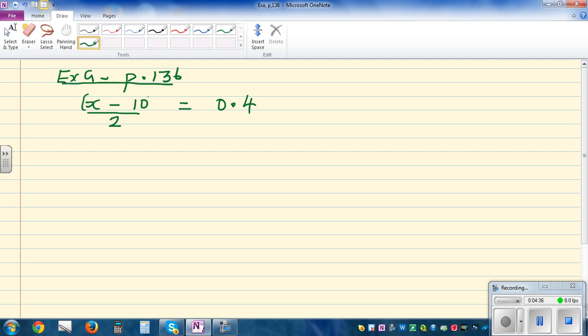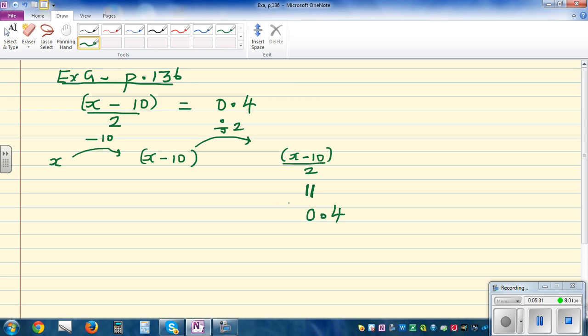If you think about this equation, something take away 10 divided by 2 is equal to 0.4. What happened first is, you can also draw a diagram like this. The first thing that happened is x take away 10, which is x minus 10. The next thing that happened is divided by 2, so x minus 10 divided by 2 is equal to 0.4. You're going backwards, so you have to do the opposite.